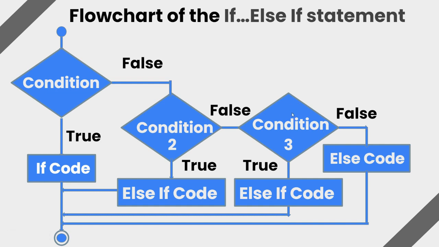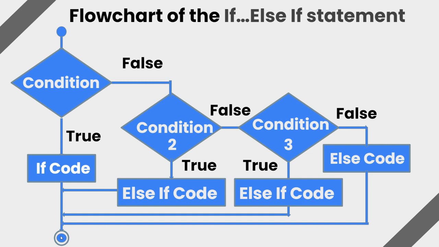But even when condition number 3 here is not met, we still have one final option, which is the else code here. In a situation where condition 3 is false, the else code will be like the default option, or what we might call the last option. That's the last chance, the last choice we have. So in a case where the first condition, the second condition, and the third condition turn out to be false, this is the only thing that would execute, the else code. And the moment this executes, it would also ignore any other code and branch to the end of the program. So this is how the if else if statement works in terms of its flowchart.